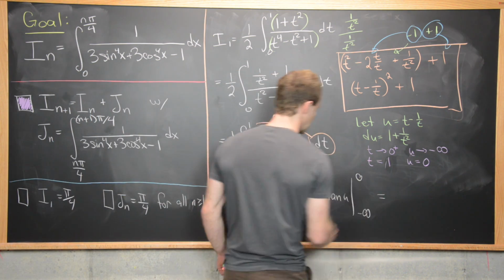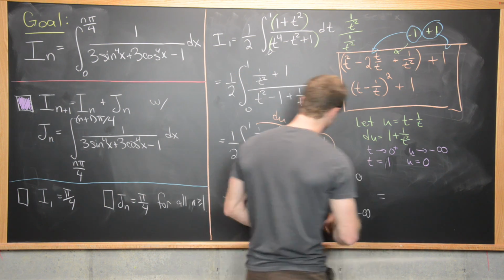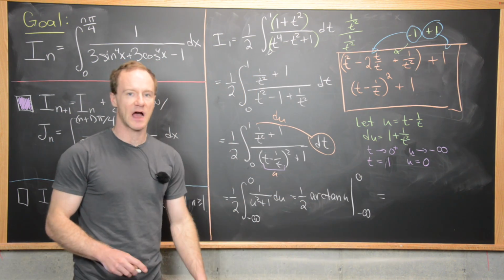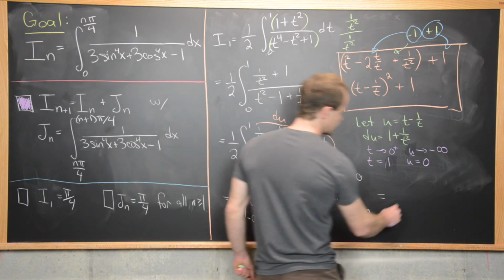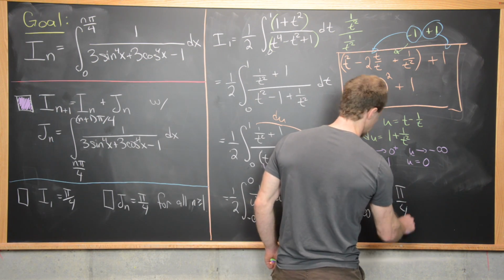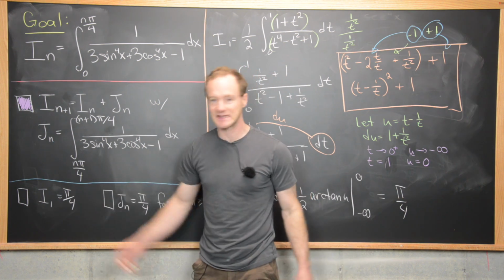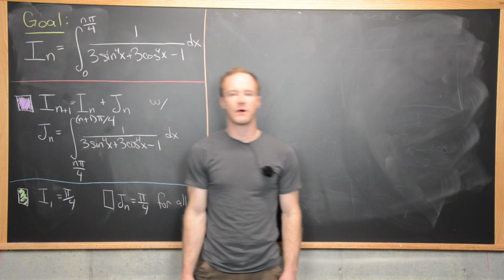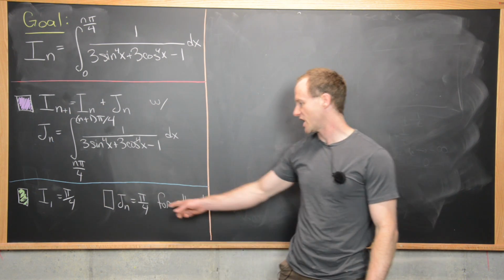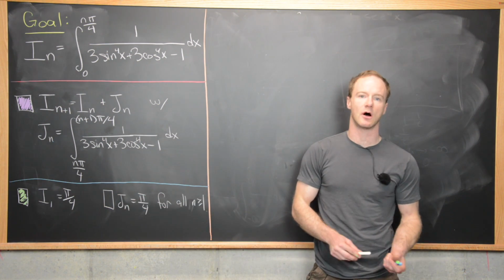So that's going to give us, in total, 1/2 times pi over 2. Notice this is a lower bound of integration, so the sign gets switched. So 1/2 of pi over 2 is pi over 4. So that establishes this fact over here that we've been working at. Now we've got one less fact to check, and that is that these J_n's are all pi over 4.